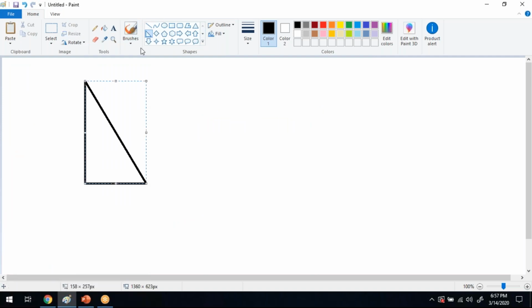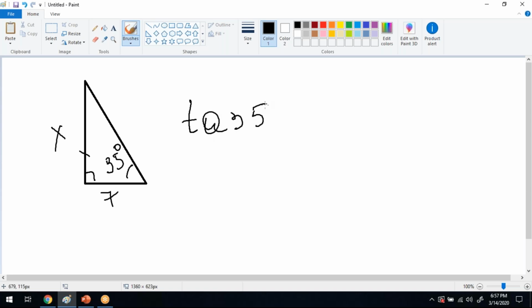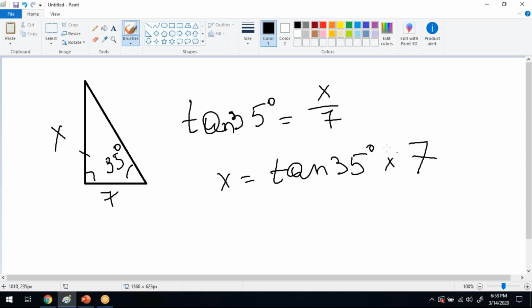We have a triangle. In this triangle, we have this x, this 7, and this is 35. So we understand that this is a ratio of two legs. That means we're going to use tangent. So tangent 35, in this case, it's not alpha, it's not beta, it's an exact degree, is x over 7. So x will be tangent 35 degrees times 7. And I understand that tangent 35 is a certain number which can be calculated on a calculator.